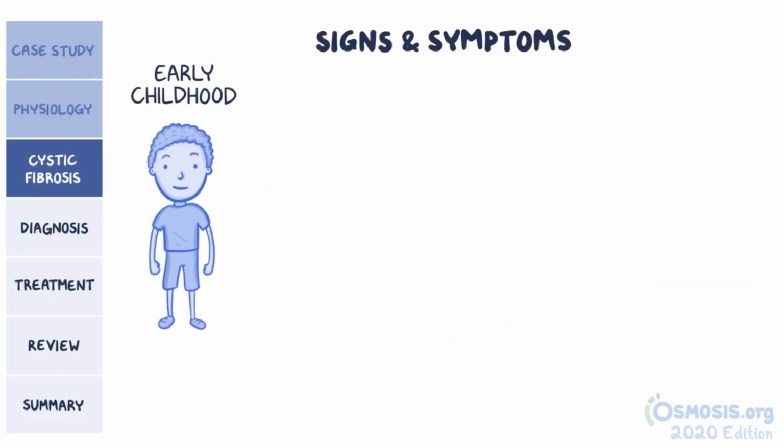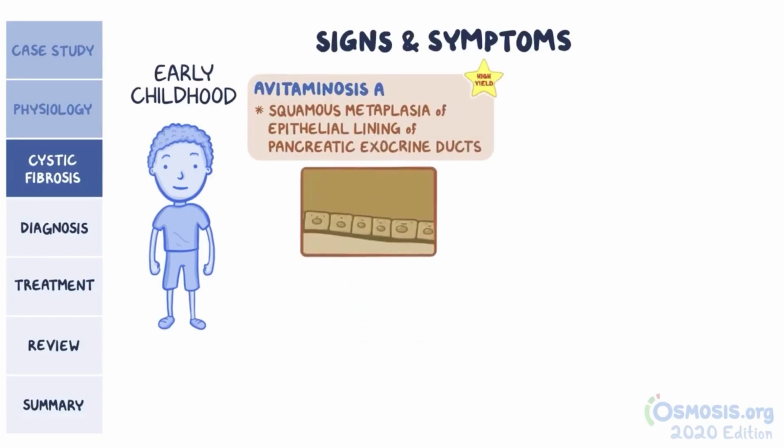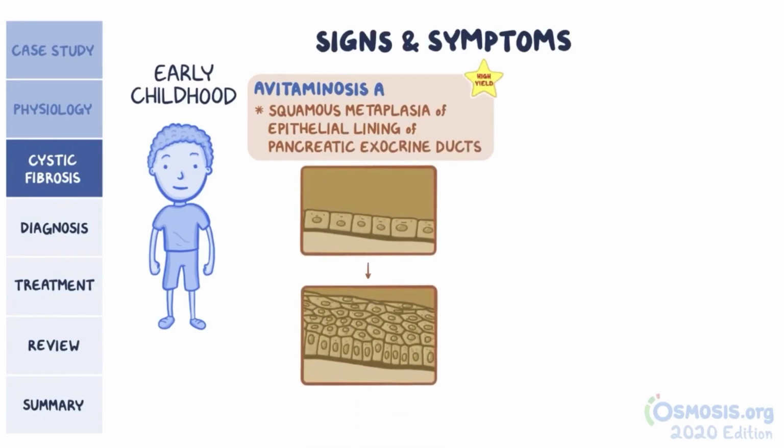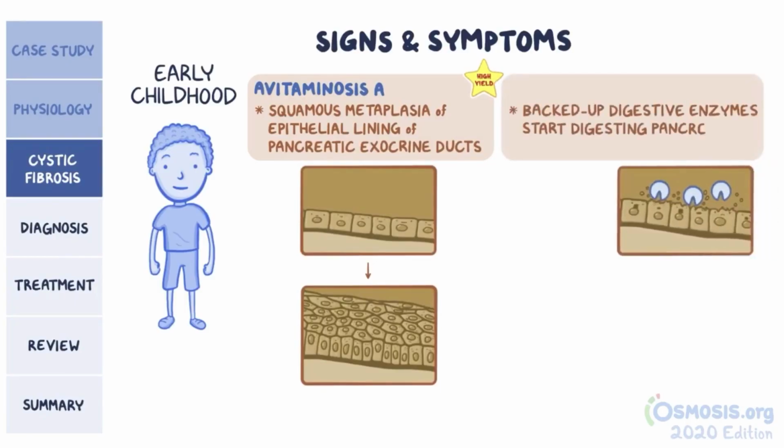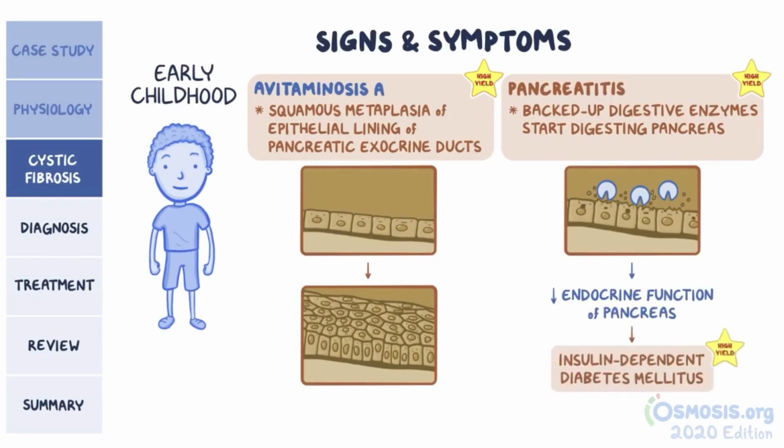Something that you might encounter on your test is avitaminosis A, which is important since it leads to squamous metaplasia of the epithelial lining of pancreatic exocrine ducts. This is particularly problematic because there's already pancreatic damage, usually from the backed up digestive enzymes that'll start digesting the pancreas, causing pancreatitis. Sometimes the destruction of pancreatic tissue can also reduce the endocrine function of the pancreas, causing insulin-dependent diabetes mellitus.